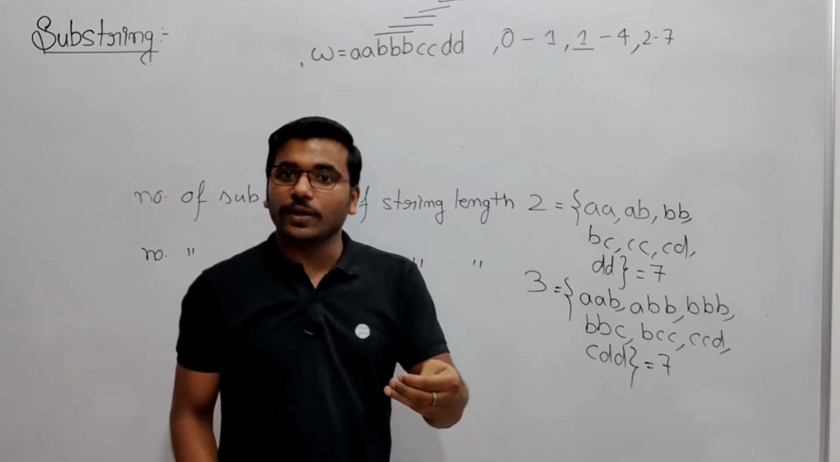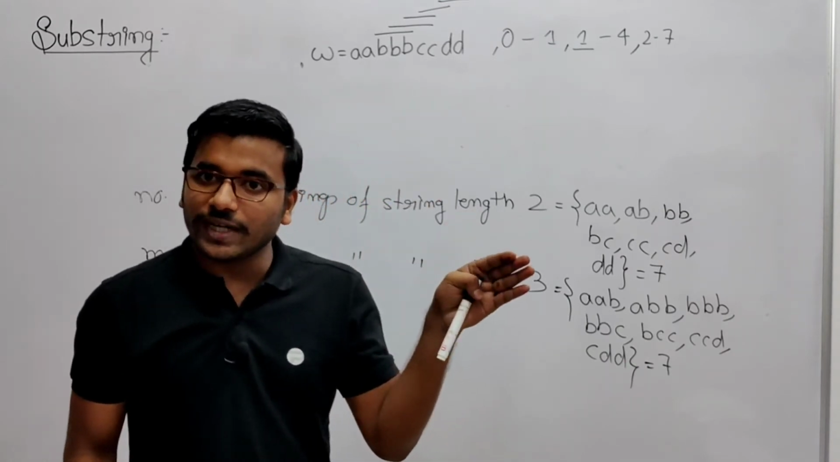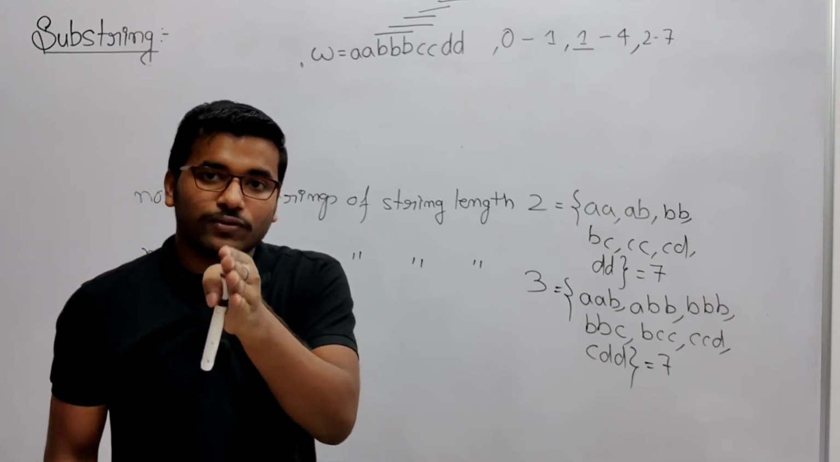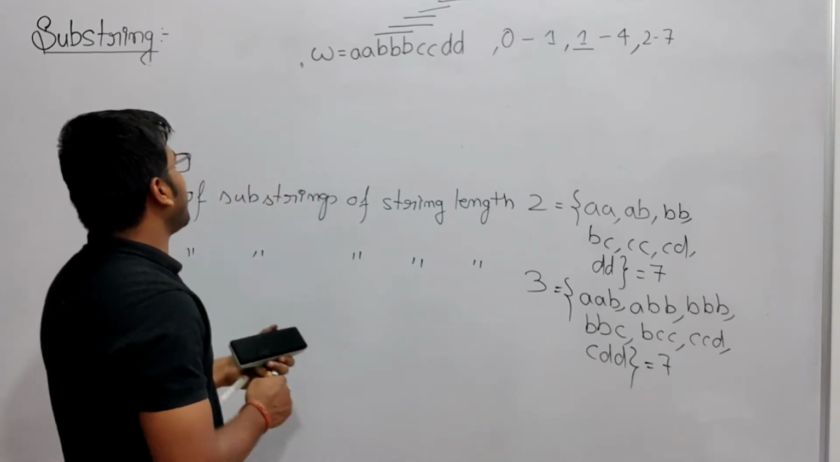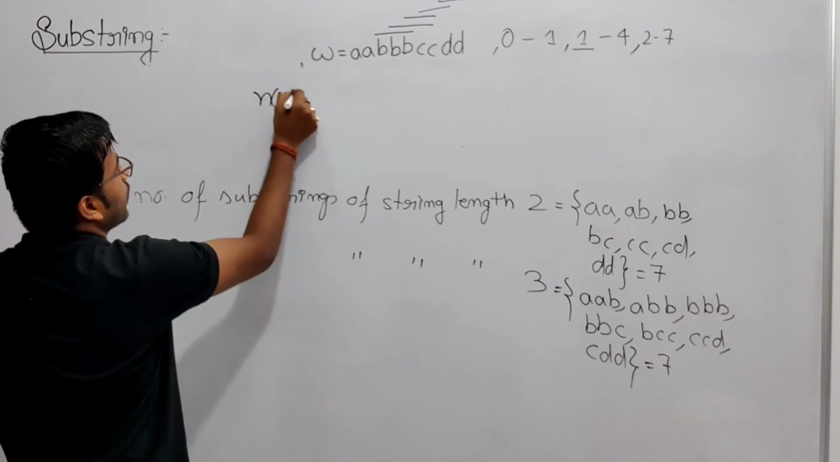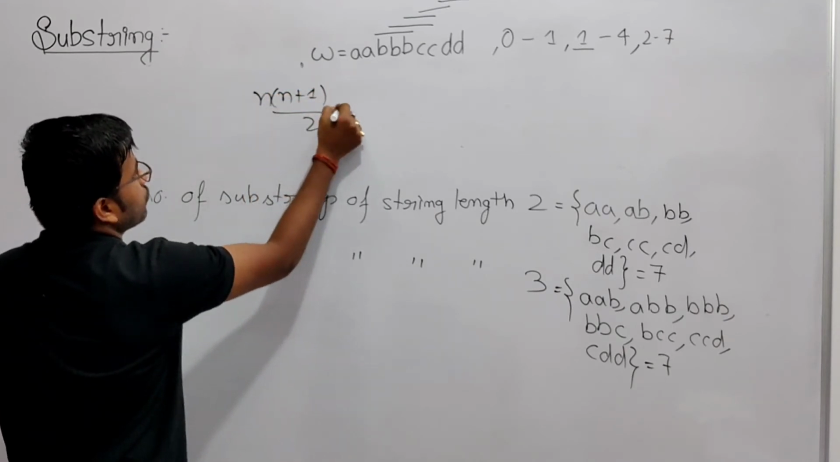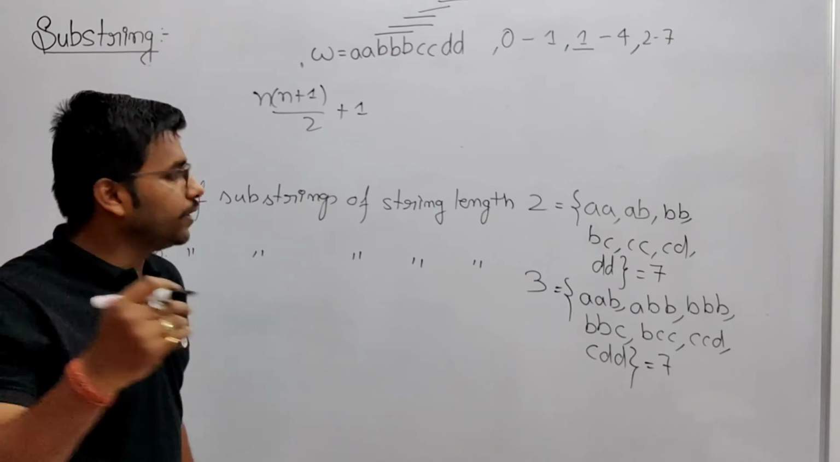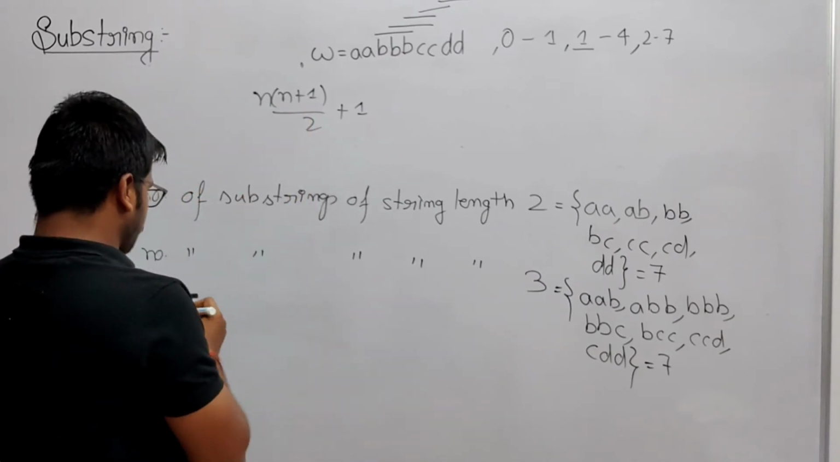If you apply that formula, you are going to get the number of substrings greater than equal to 0. Plus 1 I will do, because plus 1 is for epsilon. So that formula n into n plus 1 by 2 plus 1 was giving the total number of substrings greater than equal to 0. This is for 0, this is for 1.